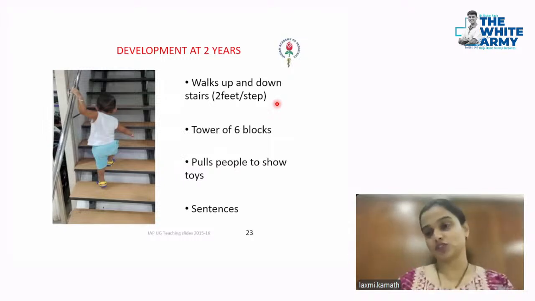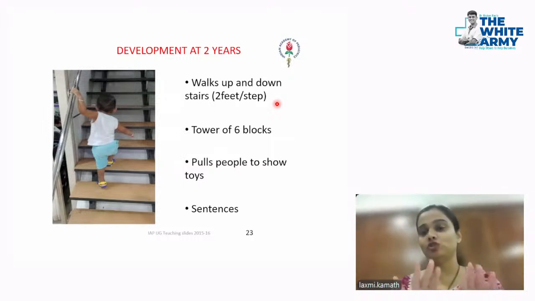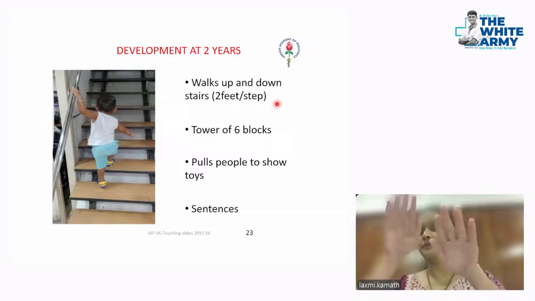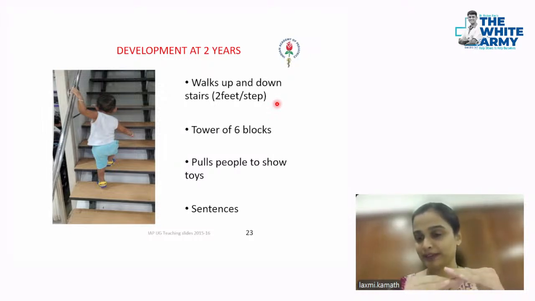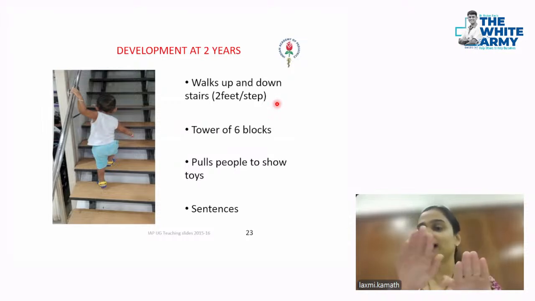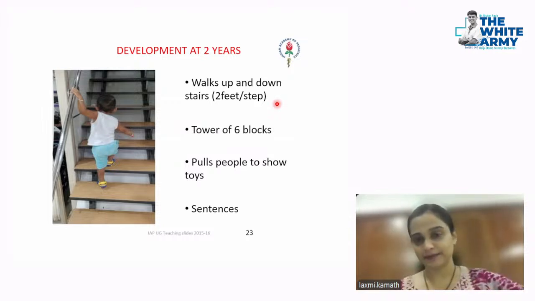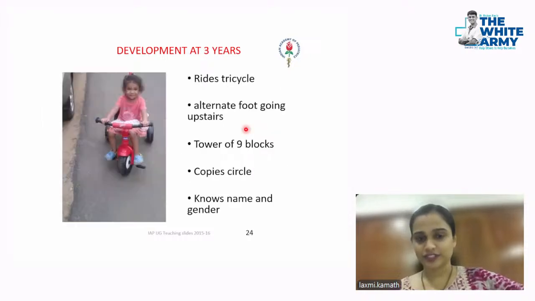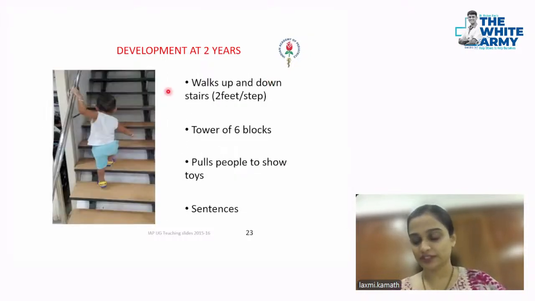By 2 years, the child will go upstairs with 2 feet at a step. Now the creeping upstairs was by 15 months. By 2 years, the child will walk upstairs using 2 feet at a step. So 2 for 2, it is 2 feet at a step for 2 years. Now when we multiply 2 by 3, it becomes 6 blocks. I have other slides for this. So this is the motor milestone at 2 years.